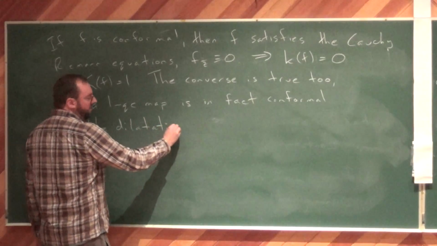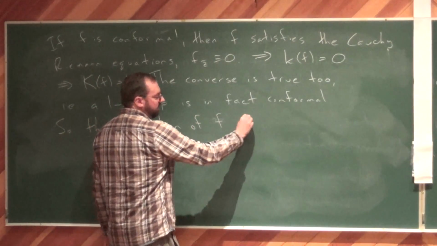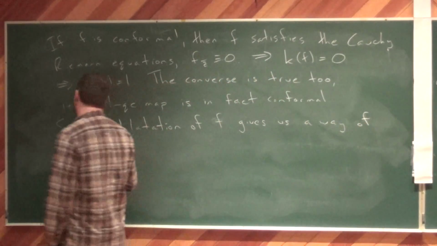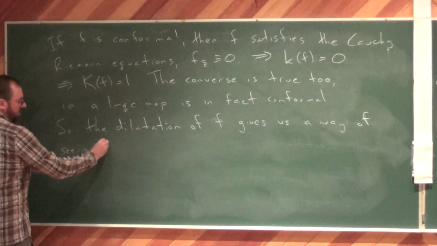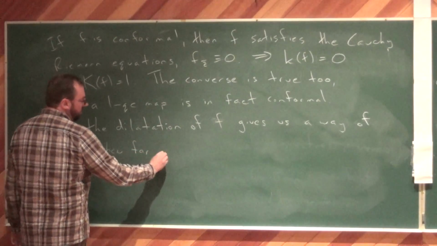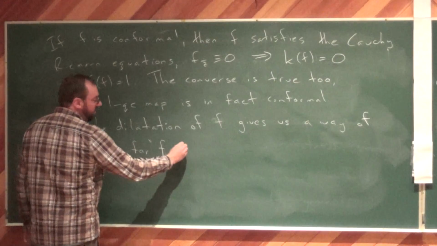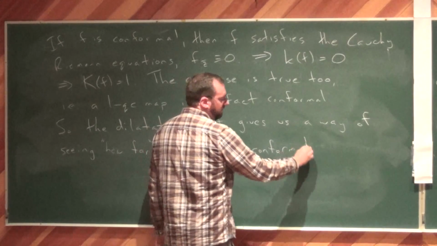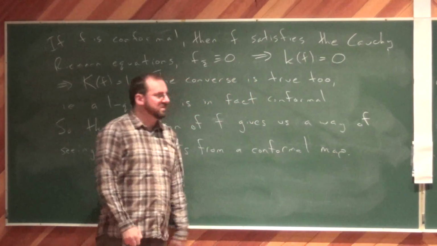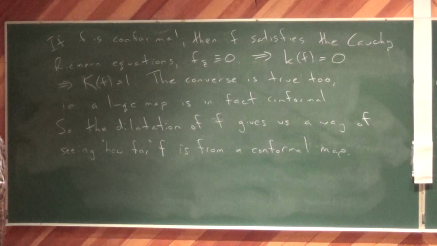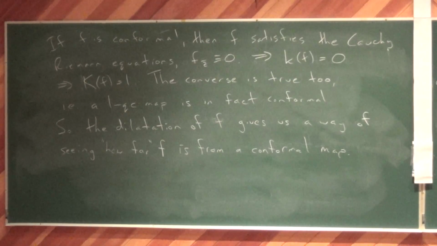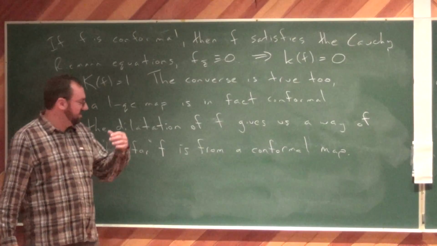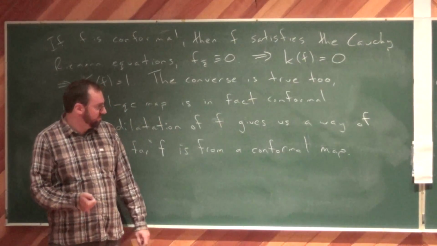So the dilatation of f gives us a way of seeing how far, in some sense, f is from a conformal map. So if a conformal map takes infinitesimal circles and sends them into infinitesimal circles, and we have a certain amount of stretching going on from our quasi-conformal map, then the maximal dilatation tells us how much stretching we're getting, a way of saying how far away our map f is from being conformal.